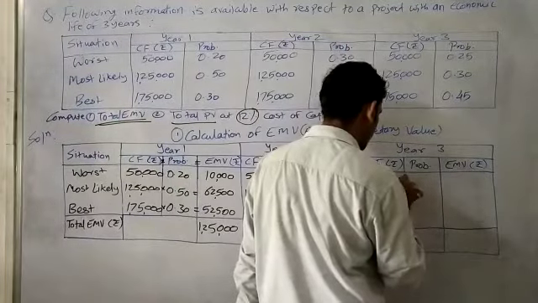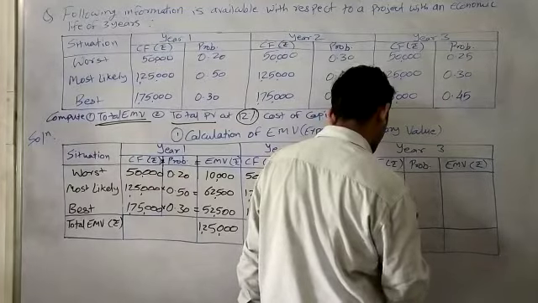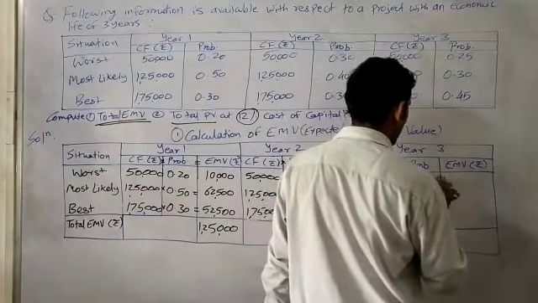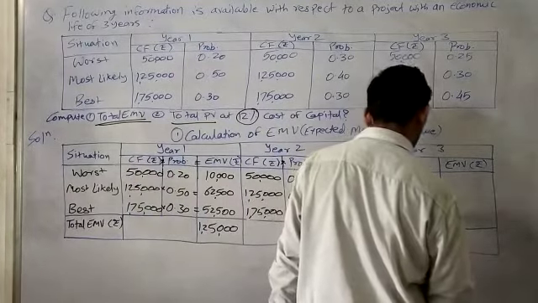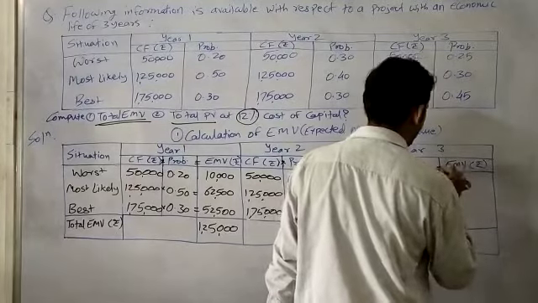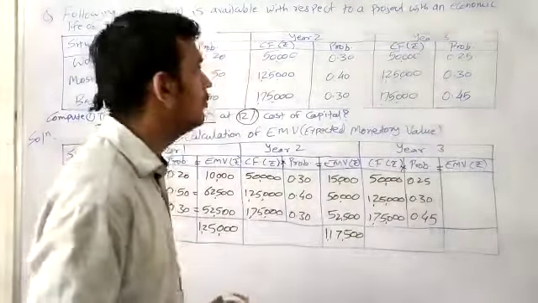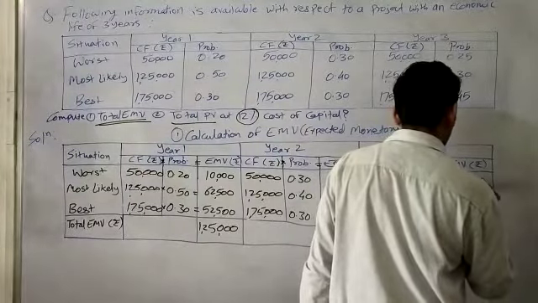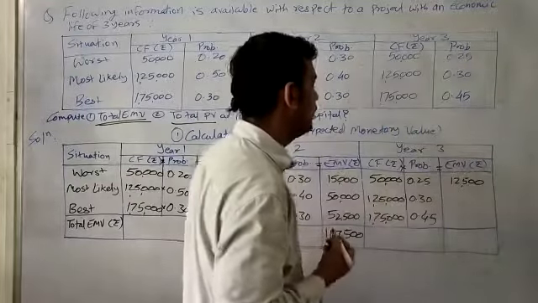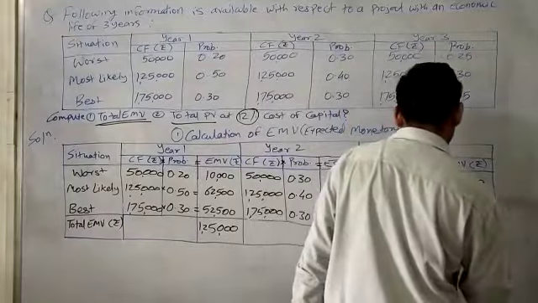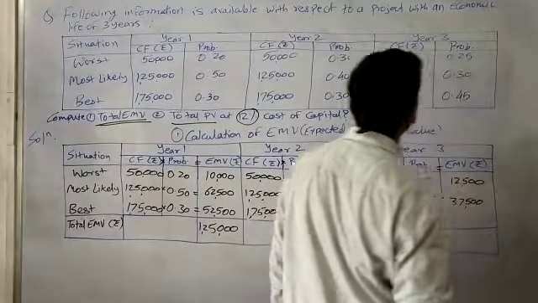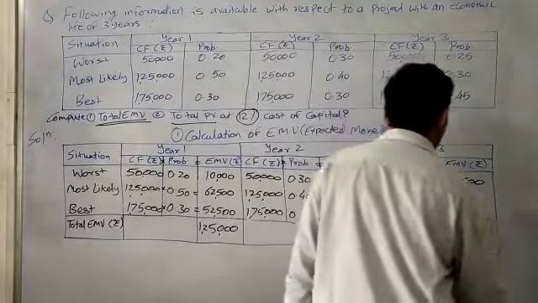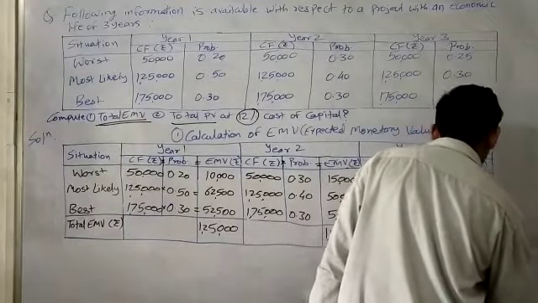Cash flows are similar: 50,000, 1,25,000, 1,75,000. Probability 0.25, 0.30 and 0.45. Similar parameter: cash flows multiplied by probability, we will get our EMV. 50,000 multiplied by 0.25 is 12,500. 1,25,000 multiplied by 0.30 is 37,500. For the third, 1,75,000 multiplied by 0.45 is 78,750. Get the total of it.